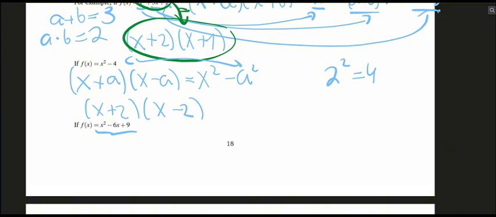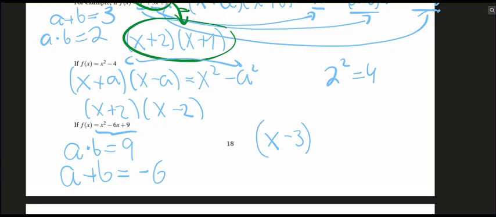Well, what two numbers can you give me that when you multiply them you get 9, and when you add them up you get negative 6? Well, why not take negative 3 and negative 3? So you will get x minus 3 times x minus 3. That's how we factor that. Let me point your attention to something: negative 3 times negative 3 is 9, because minus times minus makes a positive when you multiply, and when you add them up, you get negative 6, so both check out.